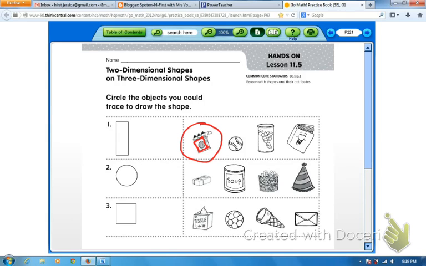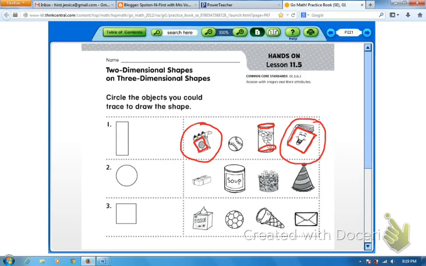A sphere automatically doesn't have any flat surfaces, so it wouldn't count at all. A cylinder, if we trace the flat surface, we would have a circle on top and a circle on bottom, so that one doesn't work. And our book, if we trace the flat surface, the front of it, we would find another rectangle, so it would be the crayon and the book.